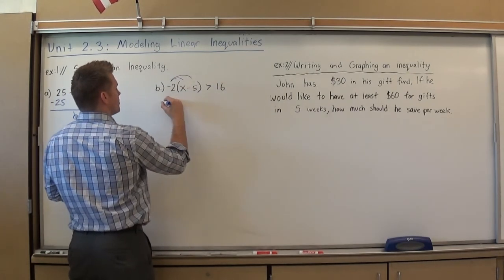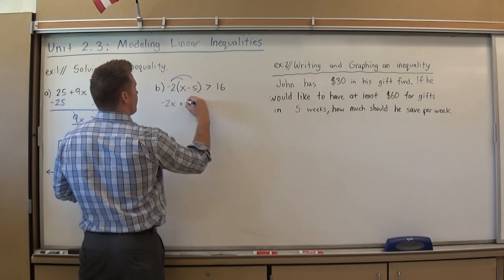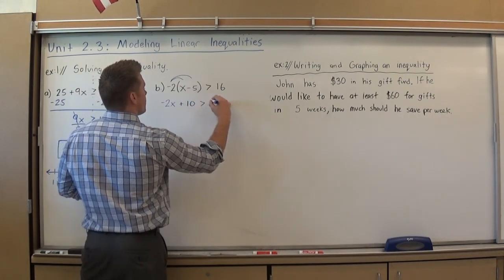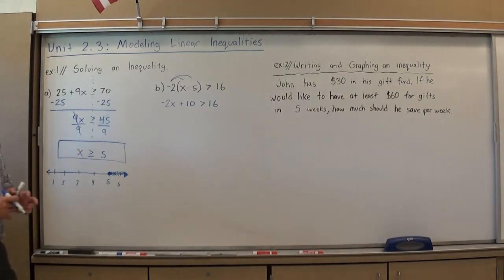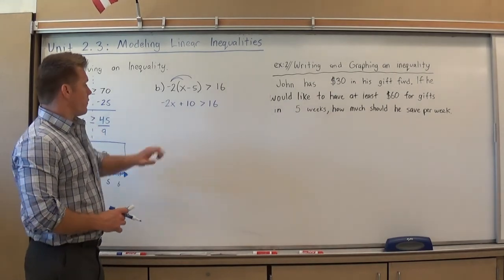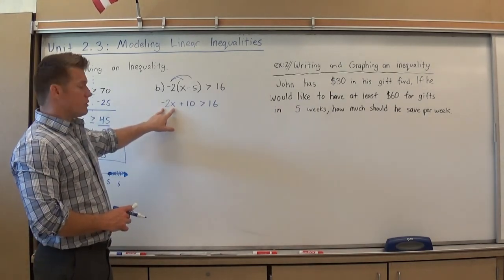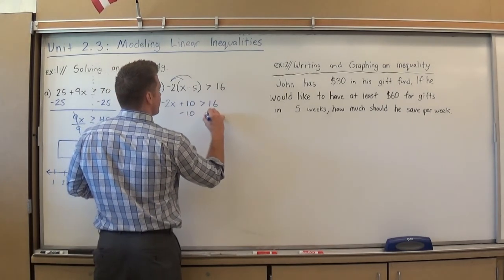A -2 times an x is a -2x. -2 times a -5 is a positive 10. And I've at least simplified the left side. Now if there's any like terms, I'd combine them, any x's to combine with other x's. Since there's not, I'm ready to solve. Again, I want to isolate this first, okay? Get rid of the plus 10. I do that by subtracting 10 to both sides.